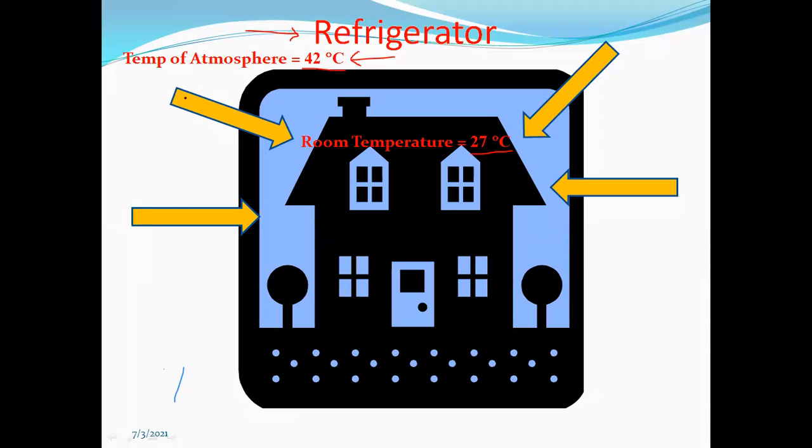So obviously heat flows from higher temperature to lower temperature, so that thermal equilibrium is achieved. Okay, so these yellow arrows indicate the flow of transfer of heat. That is the radiation. Okay, this continues till thermal balance between the two media, that is the home and atmosphere, is maintained.